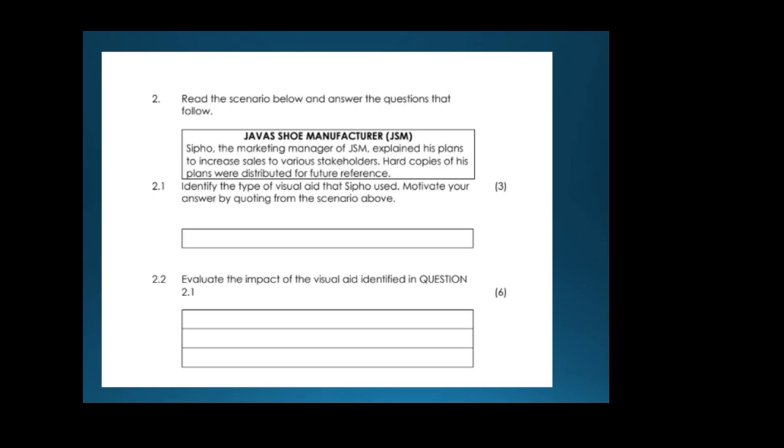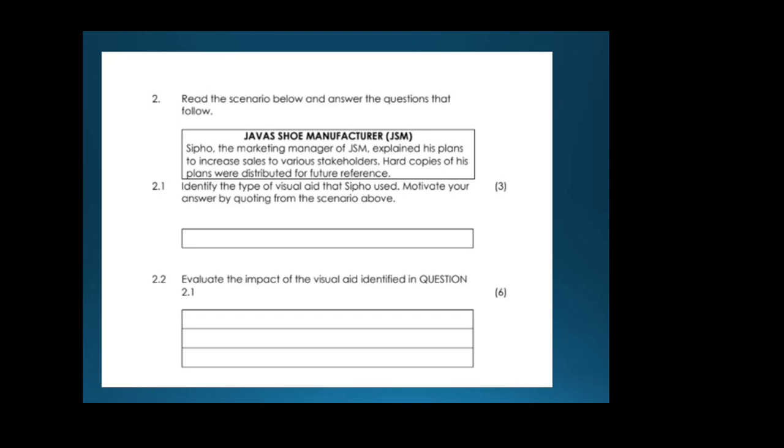Let's read the scenario. SIPO, the marketing manager, explained his plans to increase sales to various stakeholders. Hard copies of the plans were distributed for future reference. Very much the same one that I asked you earlier. What is the visual aid? It's definitely right. You can see the answers are coming. And then you obviously need to motivate your answer by quoting, and I will quote it: the hard copies of the plans were distributed for future reference.